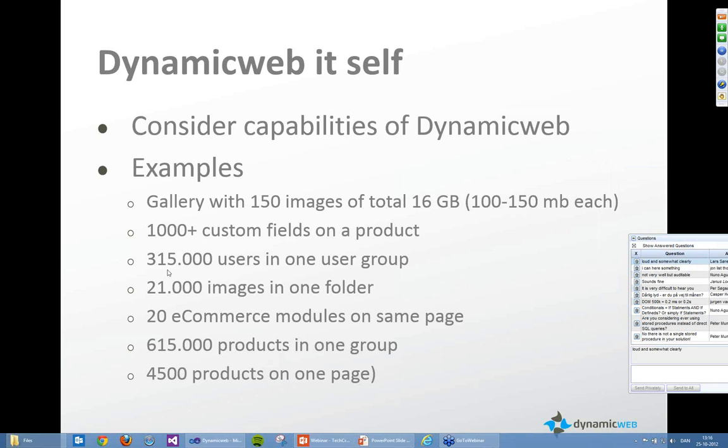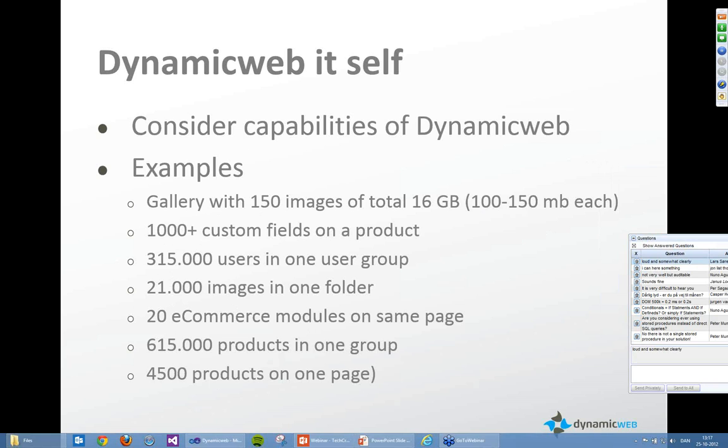Other examples: 350,000 users in one group, 21 images in one folder, 20 e-commerce modules on the same page, 650,000 products in one group, and 4,500 products rendered on one page. All of these are implementations that have taken Dynamicweb over the limit, and this is causing performance issues on these installations. So take it into consideration.